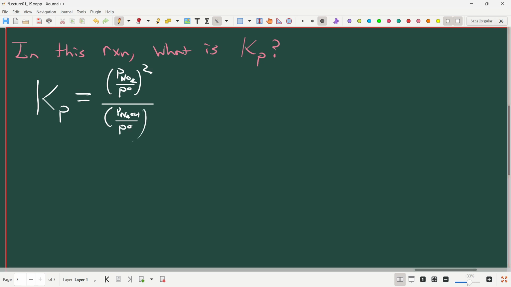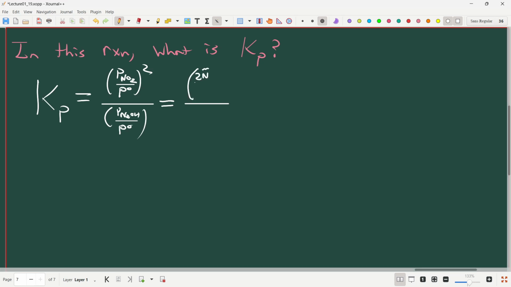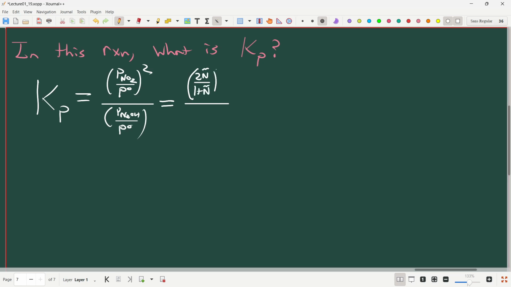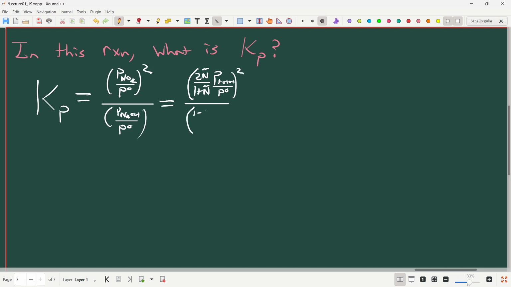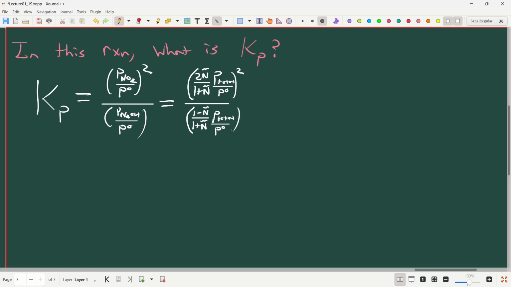All right, well, we have formulas for these. We wrote them down when calculating mole fractions. This is 2n̂ divided by 1 plus n̂, times P total over P naught, squared, over 1 minus n̂ over 1 plus n̂, times P total over P naught. And P total is just the total pressure of the system.